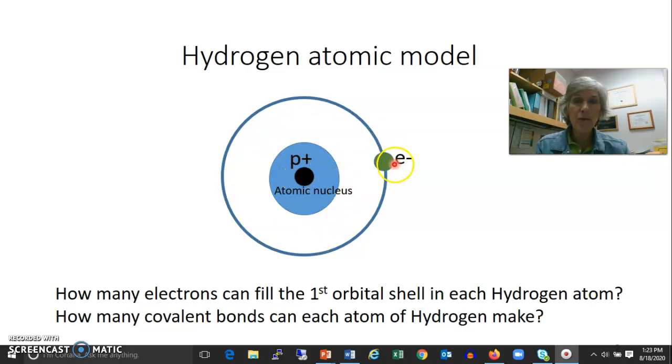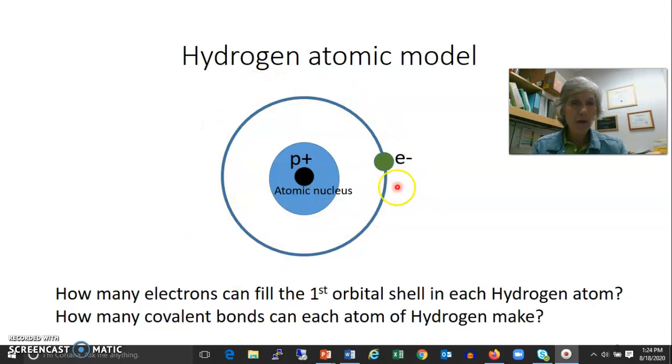All atoms in the periodic table are going to be balanced. That means that the number of electrons is going to equal the number of protons. In this case, it's 1 and 1. And so if you add those 2 together, you get a net no charge. So the number of electrons that hydrogen wants to have is going to be 2.